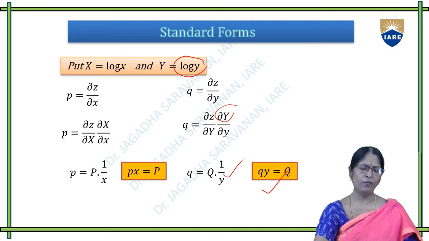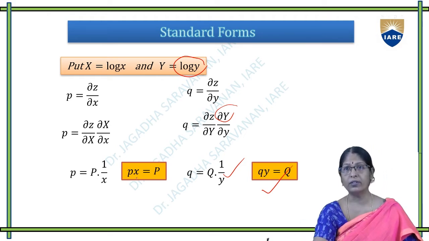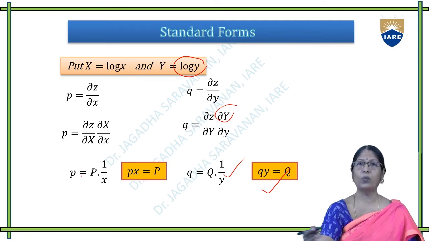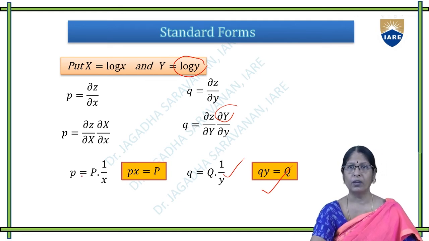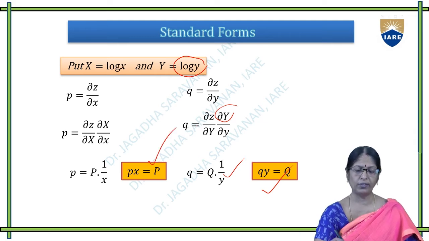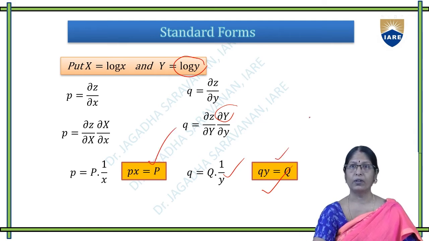Why do we have to write px equal to capital P? Why can't we write P equal to capital P by x? We can stop up to there also. Then why do we have to do these steps? Why did we extend our steps?